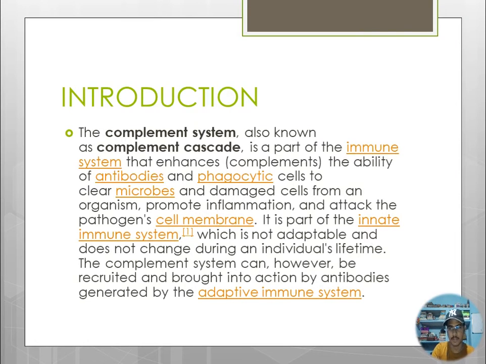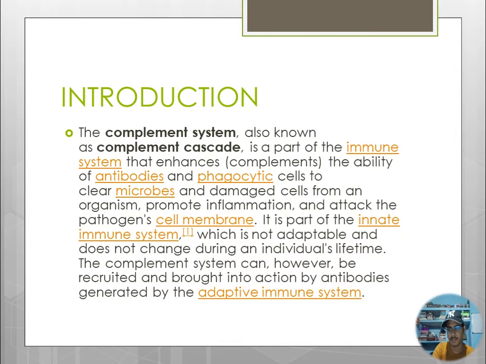Let's begin with the introduction. The complement system is also known as the complement cascade, and this cascade comprises more than 20 proteins. These are named C1, C2, C3, and so on. It is a part of the immune system that enhances the ability of antibodies and phagocytic cells like neutrophils and macrophage cells to clear the microbes through opsonization, maybe direct opsonization or indirect opsonization, and damage cells of an organism to promote inflammation and attack the pathogen cell membrane.